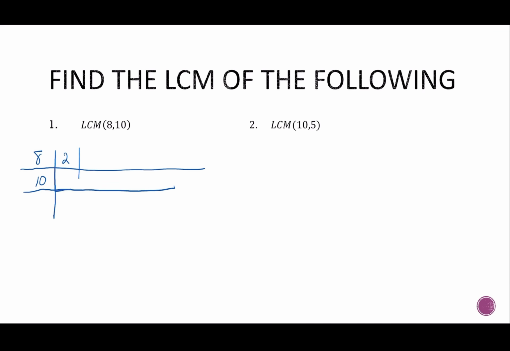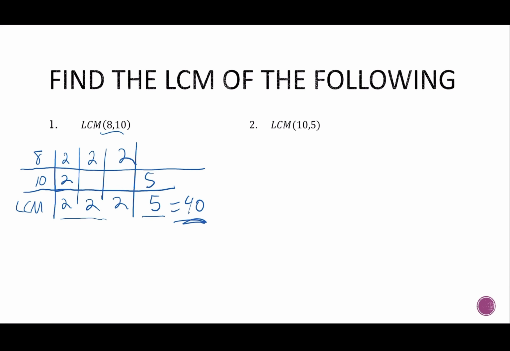So 8 is 2 times 2 times 2, and 10 is 2 times 5. So I collect all my factors, and that's going to give me my LCM. I've got 2, 2, 2, and 5. So that's going to be 8 times 5, which is 40. So the smallest number divisible by both 8 and 10 is 40.